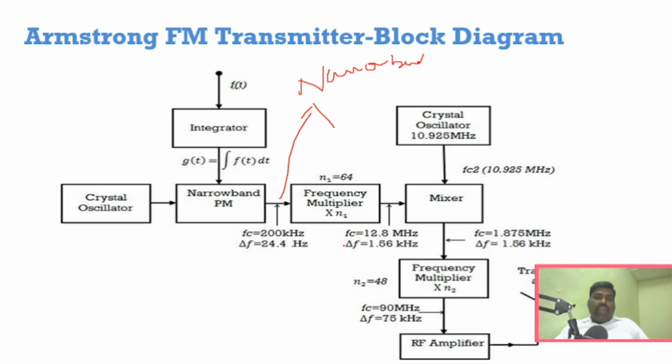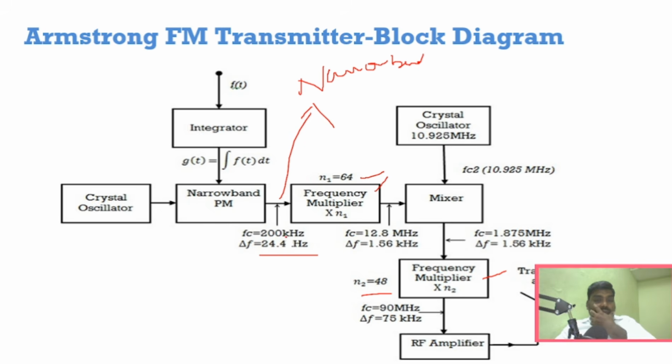And here we are using two frequency multipliers. You can see frequency multiplier 1 and frequency multiplier 2, and the multiplication factors are N1 equal to 64 and N2 equal to 48. I'll tell you later how we obtain the 64 and 48. As of now, understand that we are using two frequency multipliers, XN1 and XN2 here. The carrier frequency is 200 kilohertz, and the frequency deviation here is approximately 25 hertz.